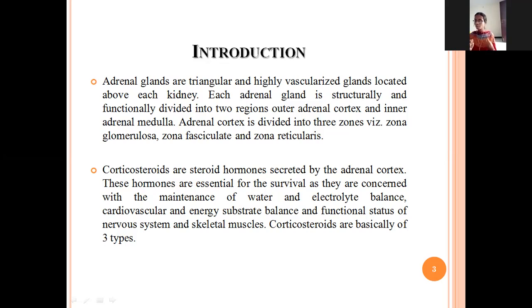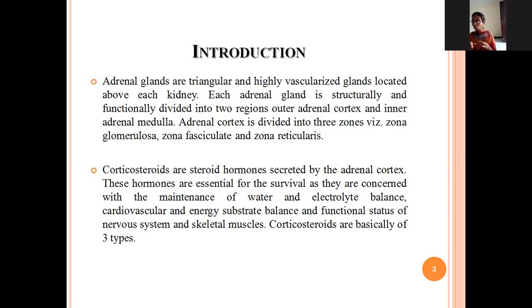These hormones are essential for survival as they are concerned with the maintenance of water and electrolyte balance, cardiovascular and energy substrate balance, and the functional status of the nervous system and skeletal muscle. For all these functions, corticosteroids are required for our body.